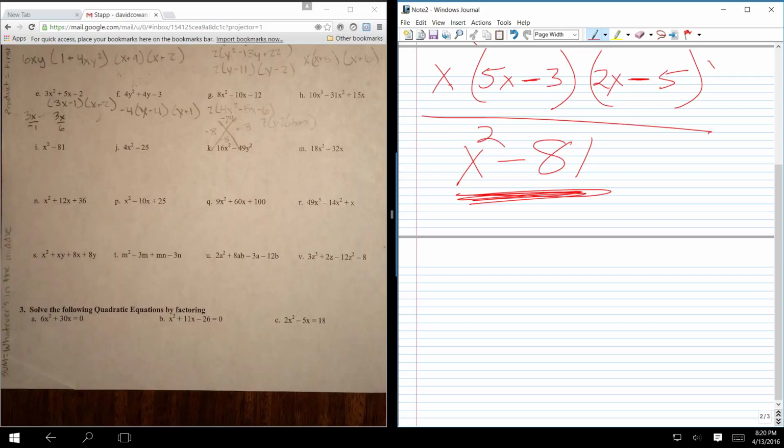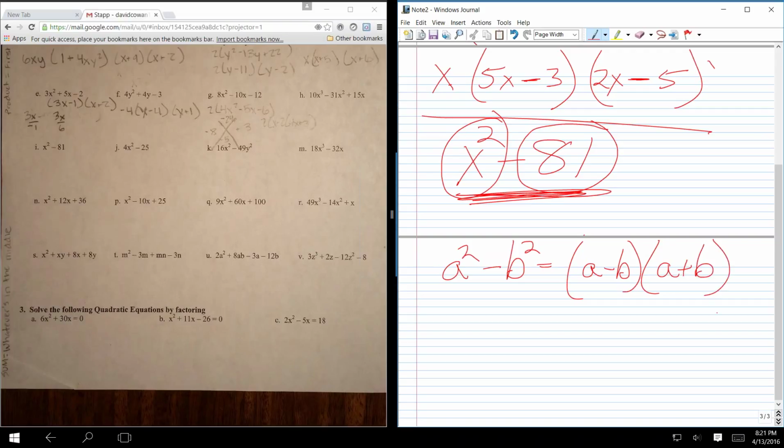Notice that x squared is a perfect square. That's x times x. And 81 is a perfect square. That's 9 times 9. So when you have the difference of perfect squares, a squared minus b squared, it always factors into a minus b times a plus b. So would it just be x minus 9 and then x plus 9? You got it. In other words, it's the square root of x squared, which is x, minus the square root of 81, which is 9.